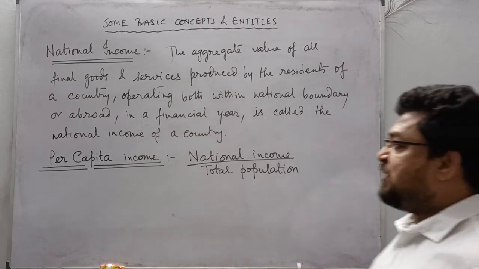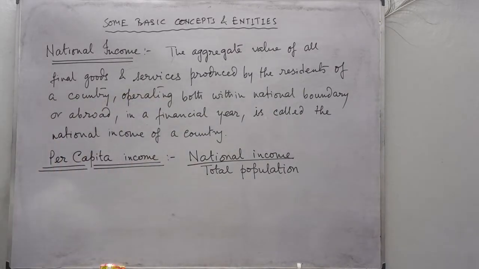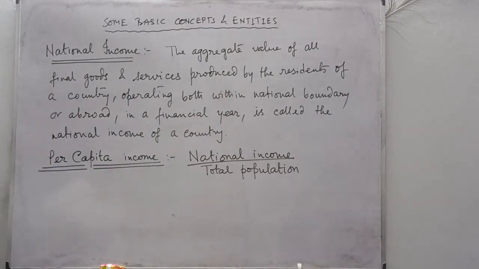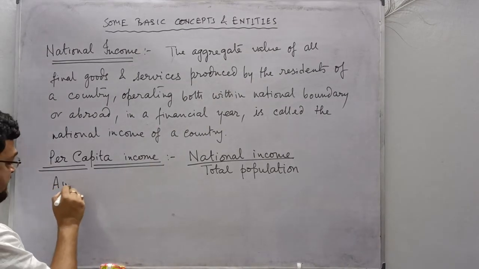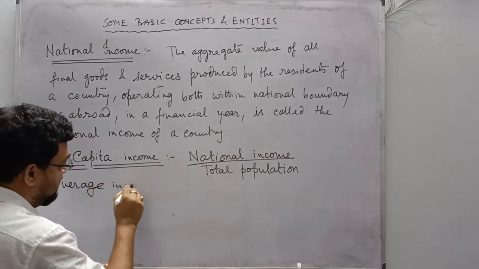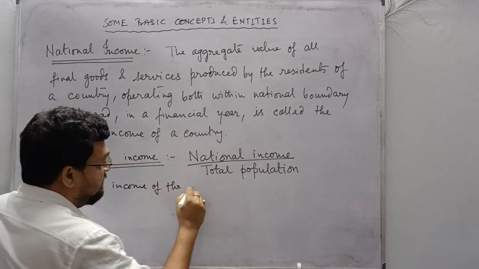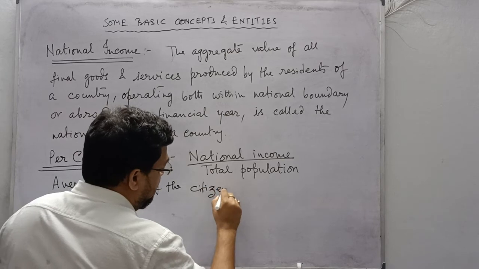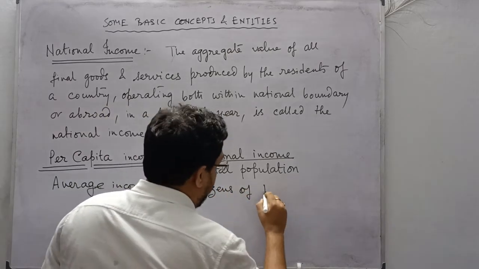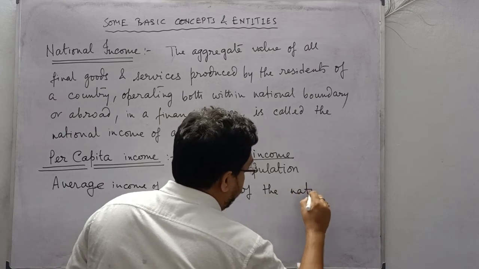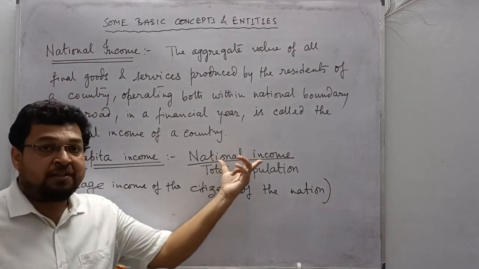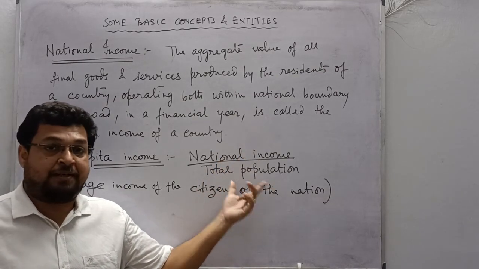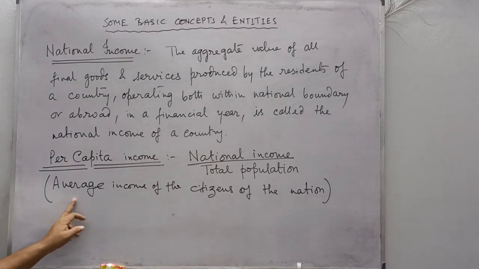And finally, with respect to income, we need to learn another concept, that is the concept of per capita income. Now, what is per capita income? Per capita income is also the average income of the citizens of the country or of the nation. So this you can say as per capita income. How do you calculate it? The national income by total population. That's the average income of the citizens.